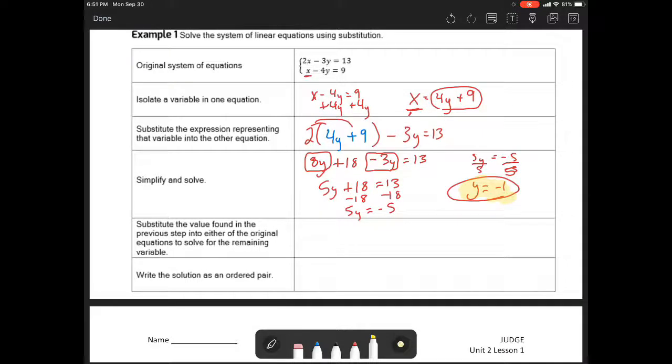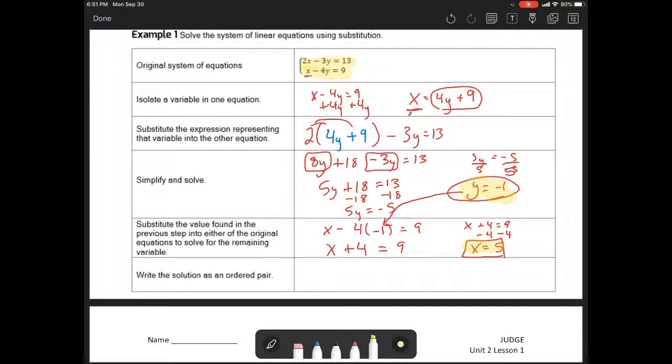So now I have my first term. That's right here. What I need to do now is substitute that value into either of the first equations. I can choose the first one or the second one. So I'm going to plug in my y for my x minus 4 times negative 1 equals 9. So this right here got put in here. Now I'm going to multiply. So I get x plus 4, because a negative times a negative, equals 9. Then x plus 4 equals 9, minus 4 on both sides, and I get x equals 5.